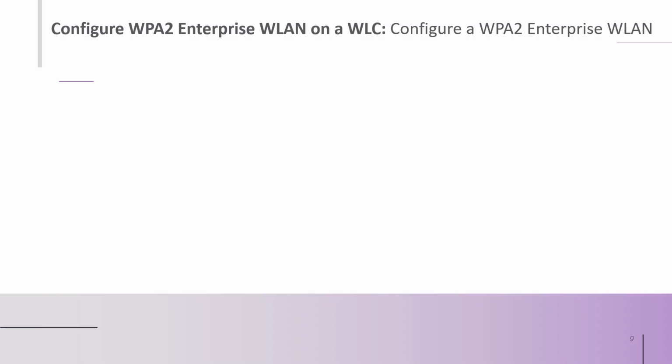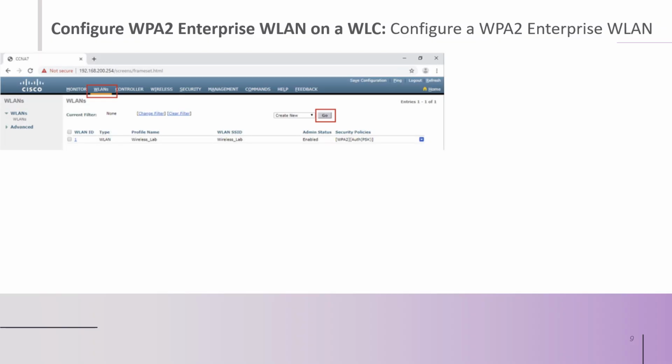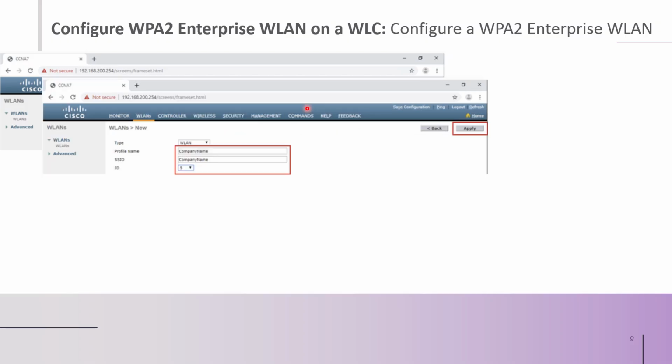So let's create a new wireless LAN. What we need to do is go to the WLAN tab, and then we click Go to create a new WLAN. We have to fill in the profile name and the SSID in order to be consistent with the VLAN that was previously configured. We choose the ID 5, and then we click Apply.